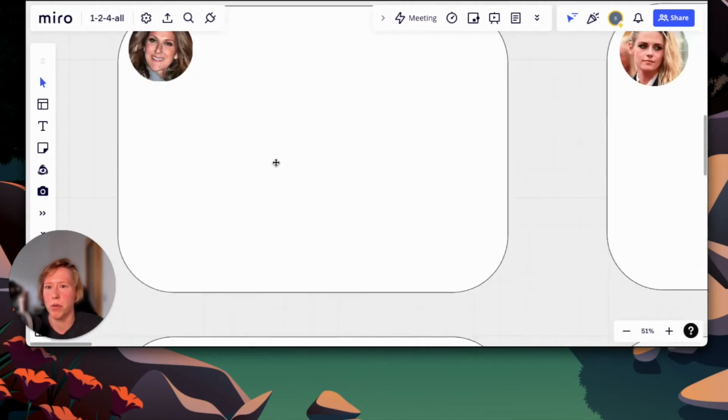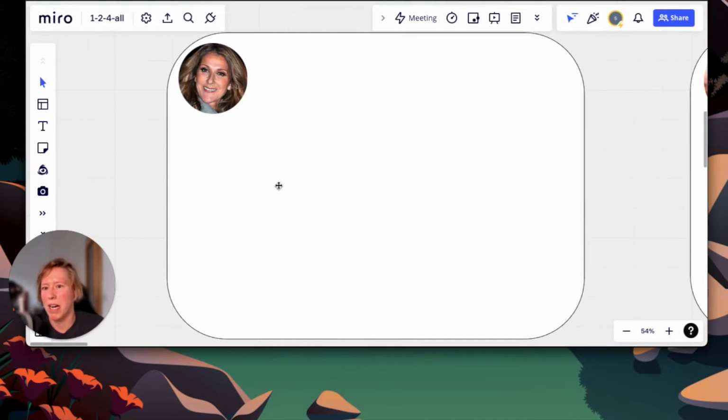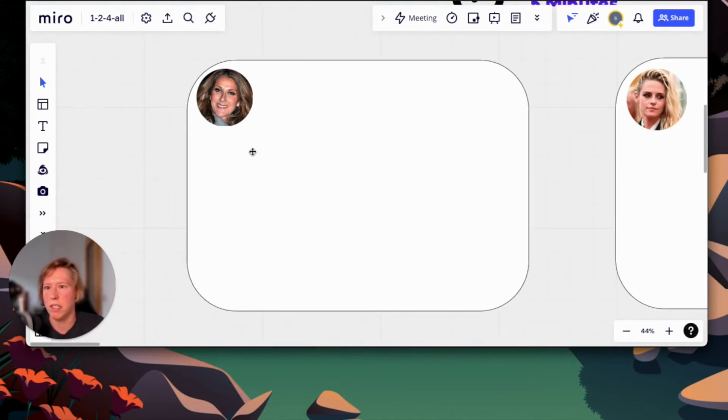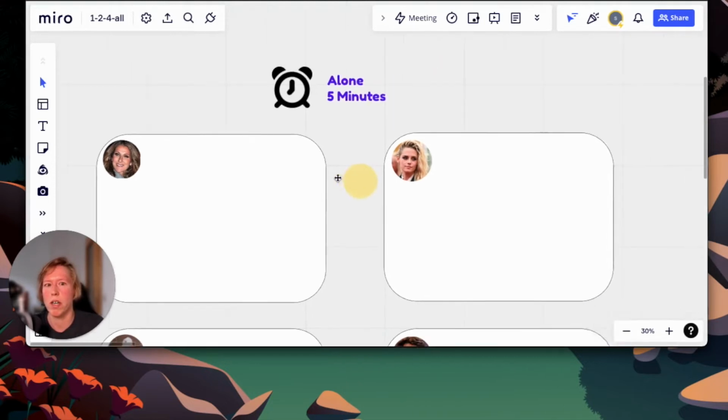I would invite them to really zoom in, to not be biased by what others are writing, and they can only focus on their ideas. And it's really about just pumping out ideas. It's not about quality at this point. It's just getting your ideas, one idea per sticky note, onto the board, and then we can move on.